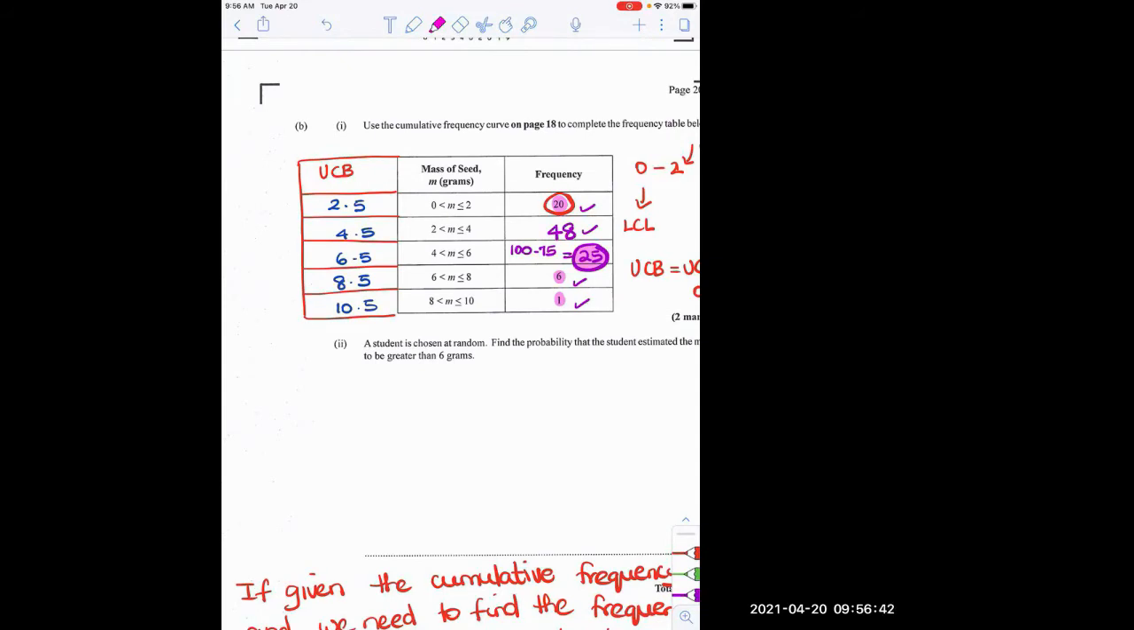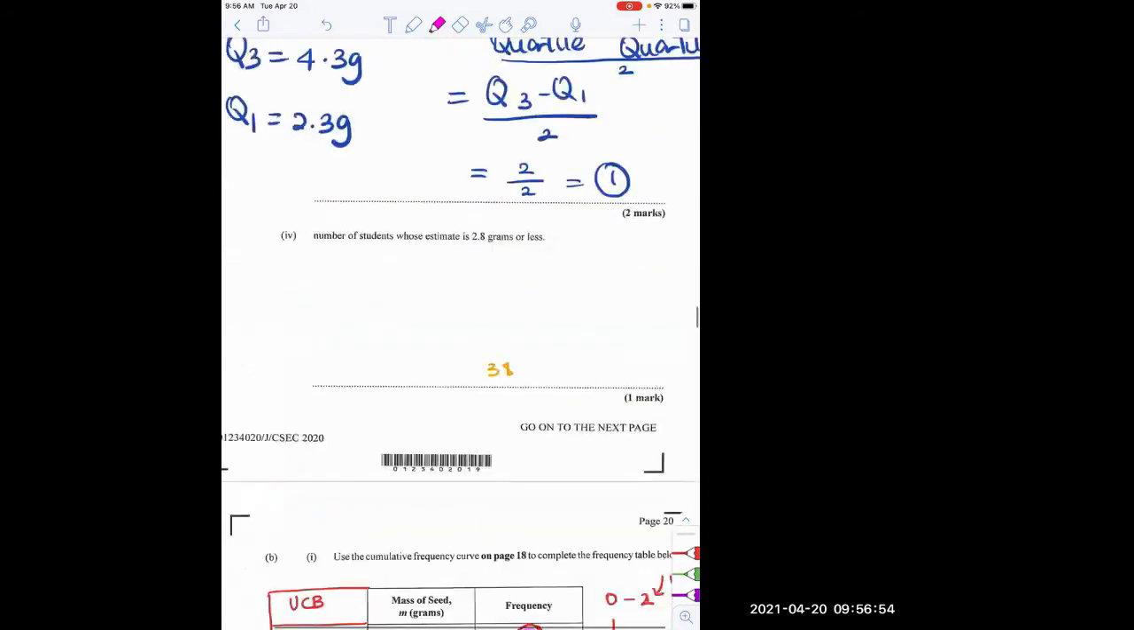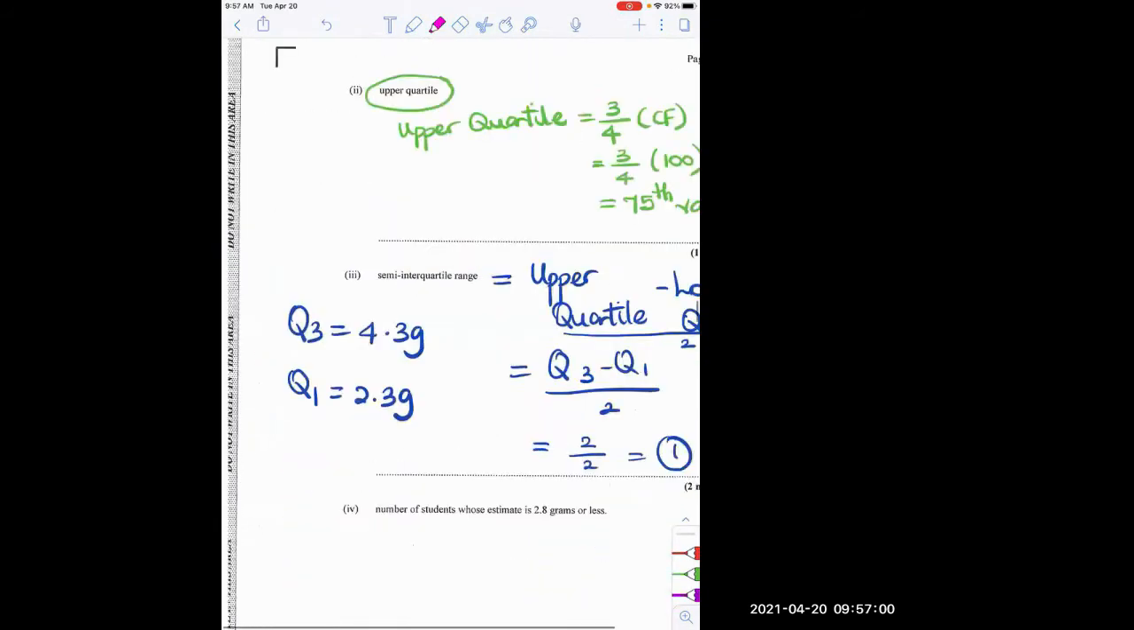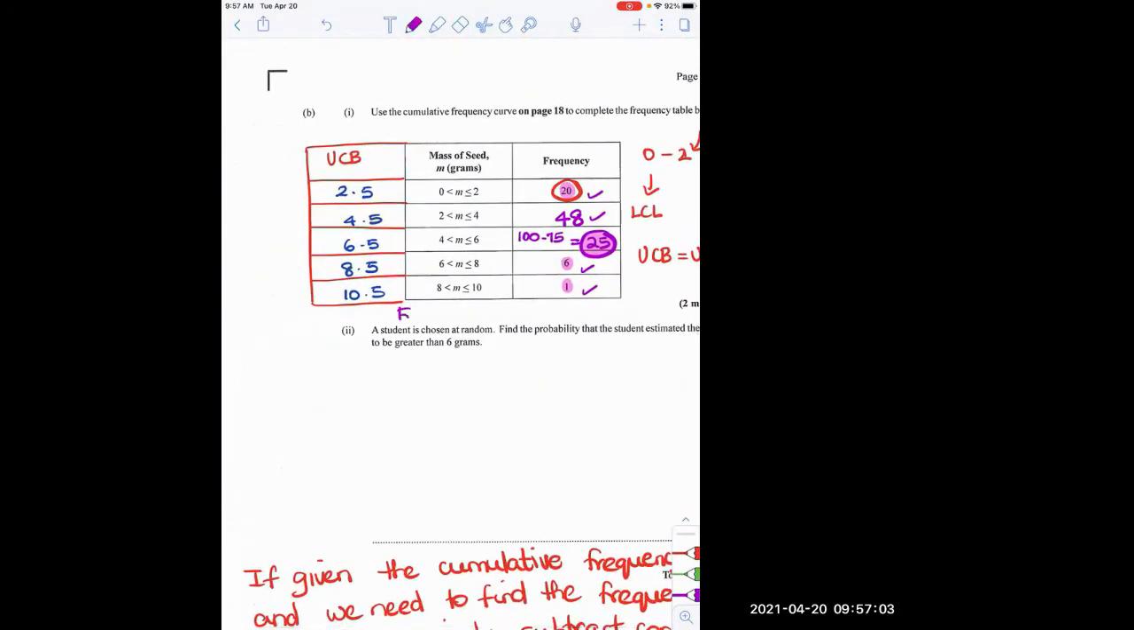Now we can't take 24, because 24 will mean that the total is not 100. And remember, the total number of students in the question was 100, right? The question says a group of 100 students. So which means the frequency is 100. So we could write that. The frequency is 100. So when given the cumulative frequency, we have to subtract the numbers to find the frequency.